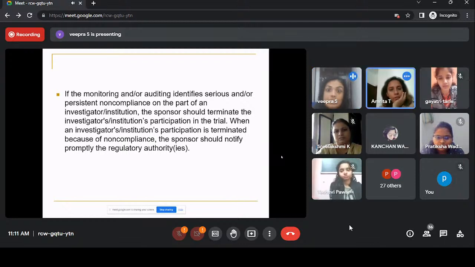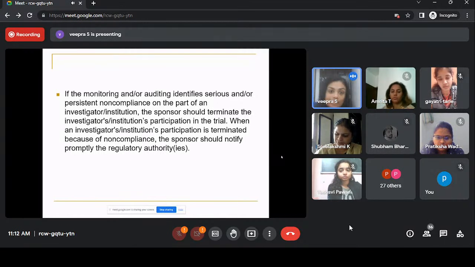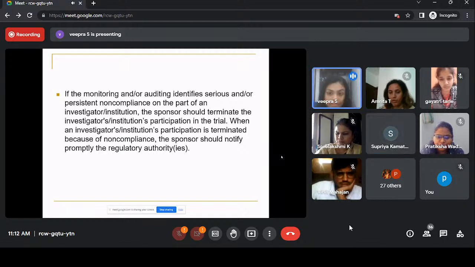Is it terminate the study or terminate that particular site? That particular site. They will not terminate the complete study, only at that investigator site they will terminate the trial. If any trial is terminated, such information should be informed to the regulatory authority.